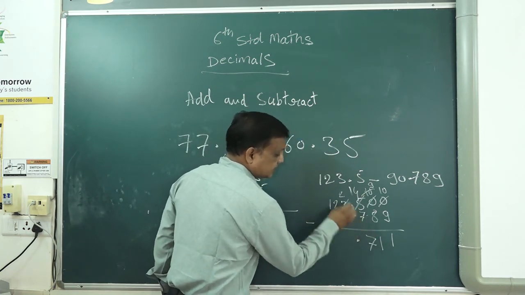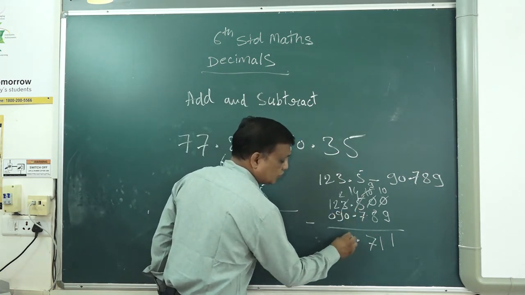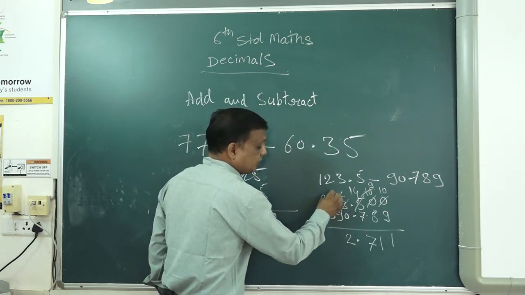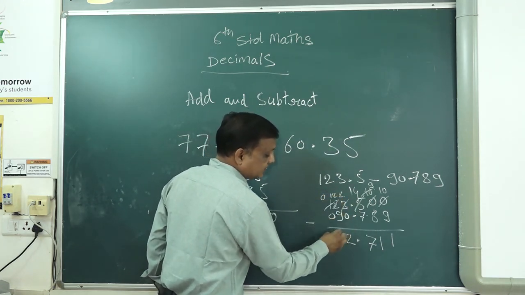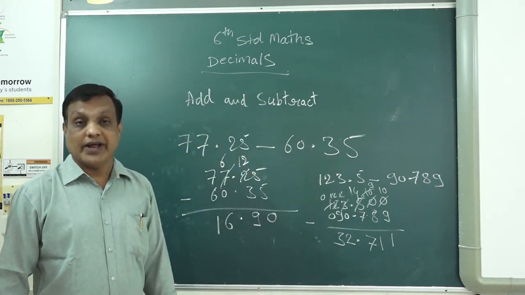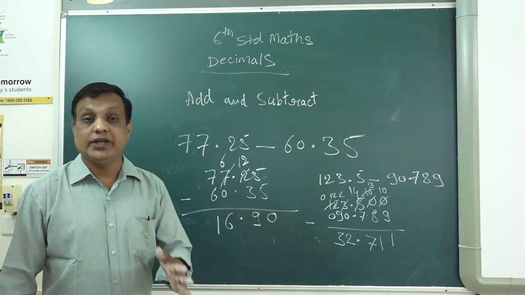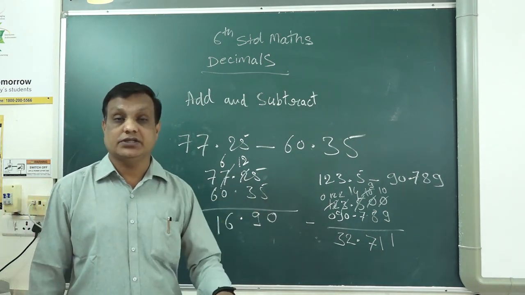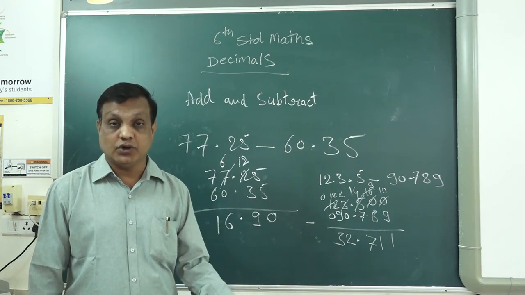Point as it is. Now here is 2. 2 minus 0, 2. Now 2 minus 9 not possible, so borrow from here. This became 0 and this became 12. 12 minus 9, 3. So what is the answer? 32.711. So while doing addition and subtraction, please put point below point, it is a must. If it is not there, again the answer will go wrong.